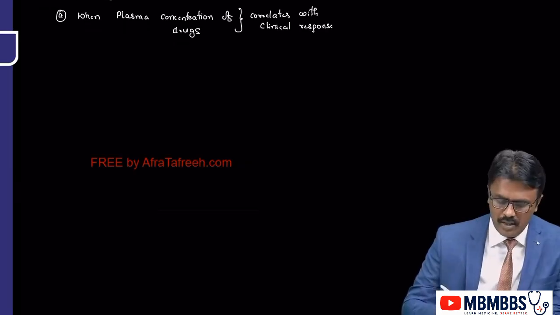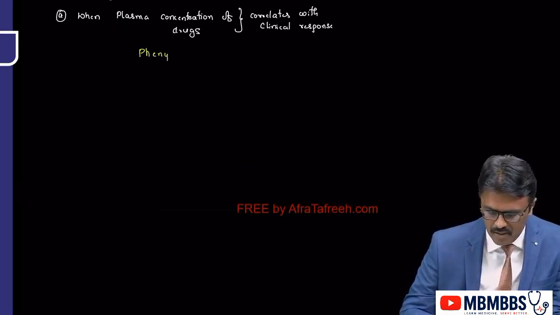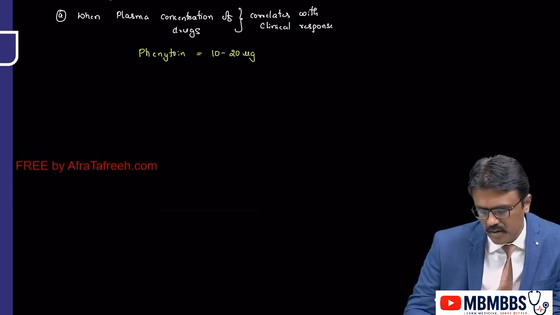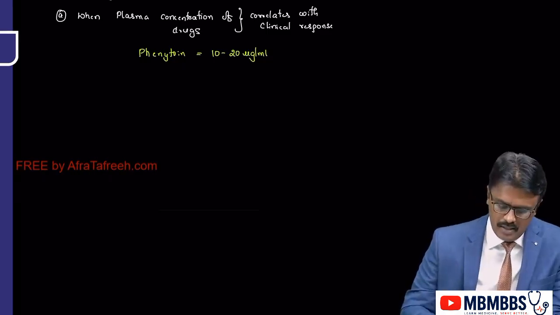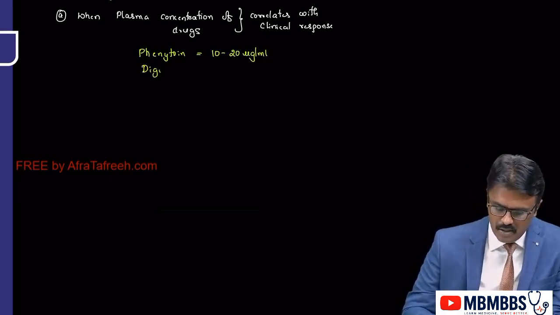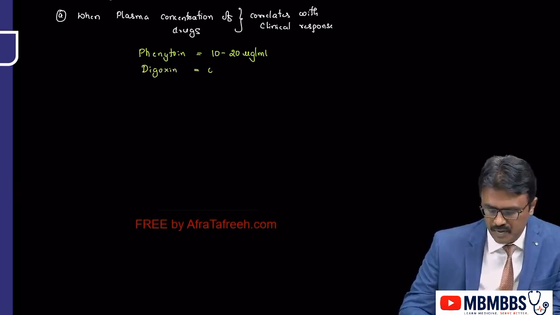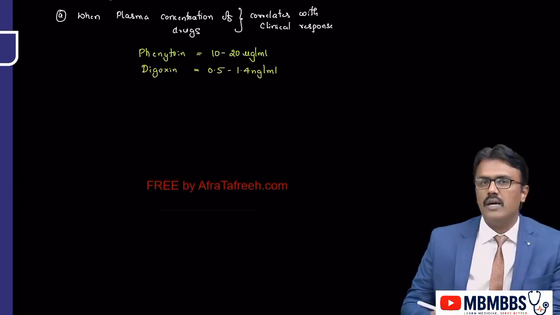Right. So I took an example of phenytoin. If you want to control the seizures, phenytoin level should be maintained between 10 to 20 microgram per ml. This is what you have to maintain. Another classical example is digoxin. If you want a digoxin effect, it should be maintained between 0.5 to 1.4 nanogram per ml. So this has to be done.